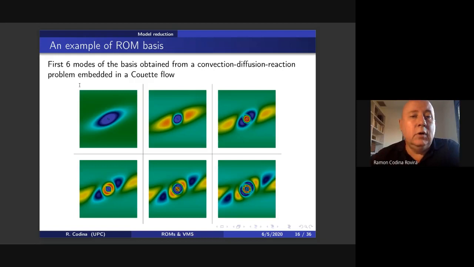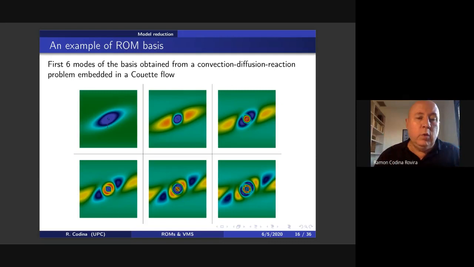Here is an example of how these bases look in a fluid mechanics problem. Those are the bases that were obtained in a particular case of a convection diffusion reaction equation with a convection given by a shear flow. So the flow is a shear flow. The top velocities go to the right, the bottom velocities go to the left, and that's obtained on a certain quite fine finite element mesh. And those are the first six modes that you get in that problem. That problem has an initial, let's say, concentration or temperature, whatever, at the middle, and zero elsewhere.